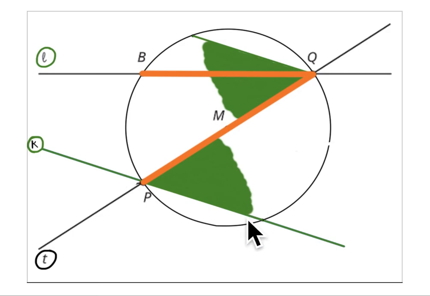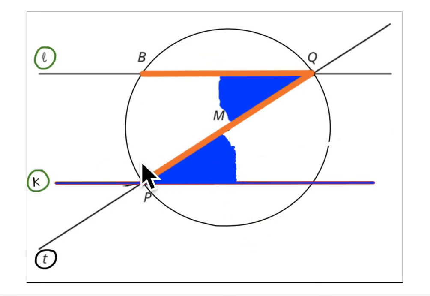So the whole idea is to have alternate interior angles that are equal to each other. What has to be true about the two lines? They have to be parallel. They have to look like this. K is parallel to L. So you have alternate interior angles that are equal. This is the essence of the entire lesson. Alternate interior angles that are equal.